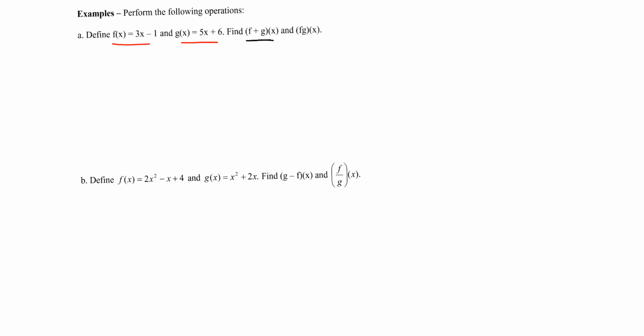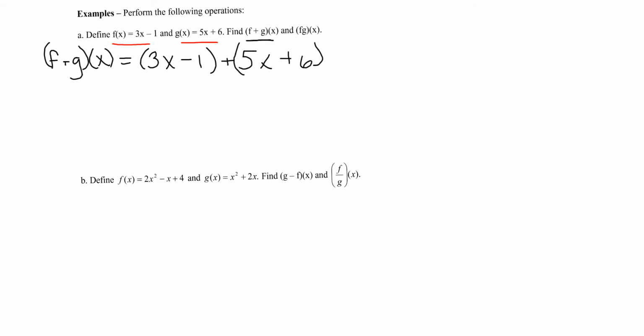All we're going to do here for f plus g of x is add the two functions together. So we'll take 3x minus 1 plus 5x plus 6. And here, because we're adding them, really it's like combining like terms. So we'll do 3x plus 5x, which gives us 8x. And then -1 plus +6 will give me 5. So that is my final answer when I add the two together.